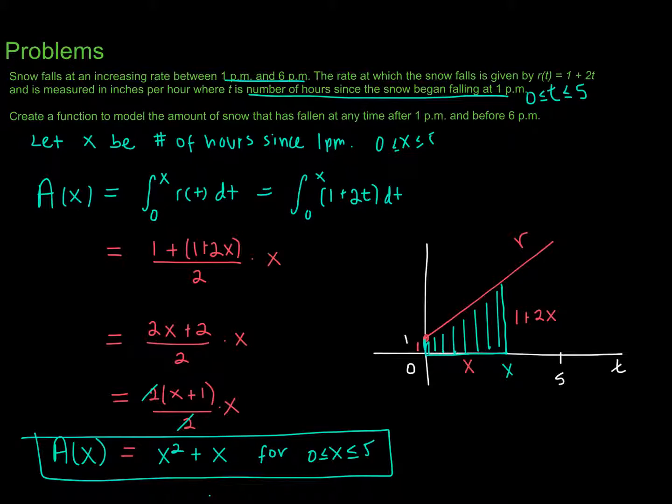And so applying what I know about trapezoids, I'm going to take the average of the two vertical side lengths, (1 plus 2x) divided by 2, and then multiply by the distance between those two parallel side lengths. Doing a little simplification gets me to x squared plus x, and so that is my accumulator function, and that's going to be defined for x values from 0 to 5.